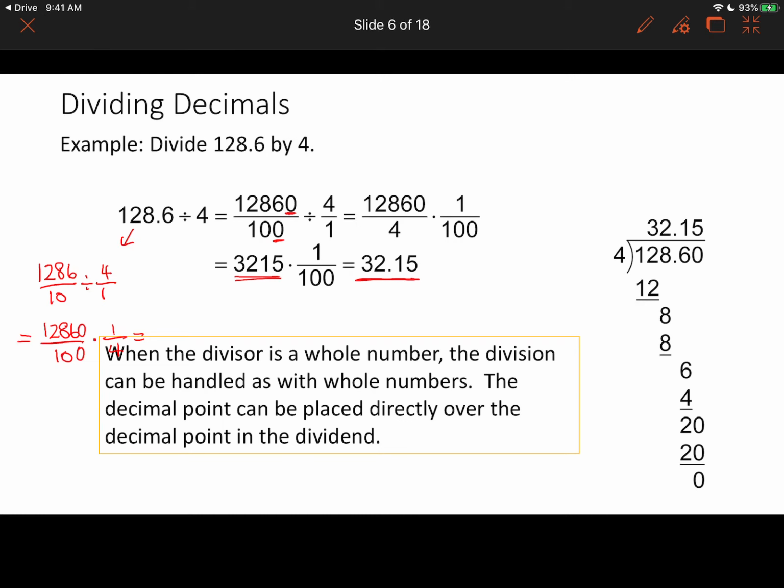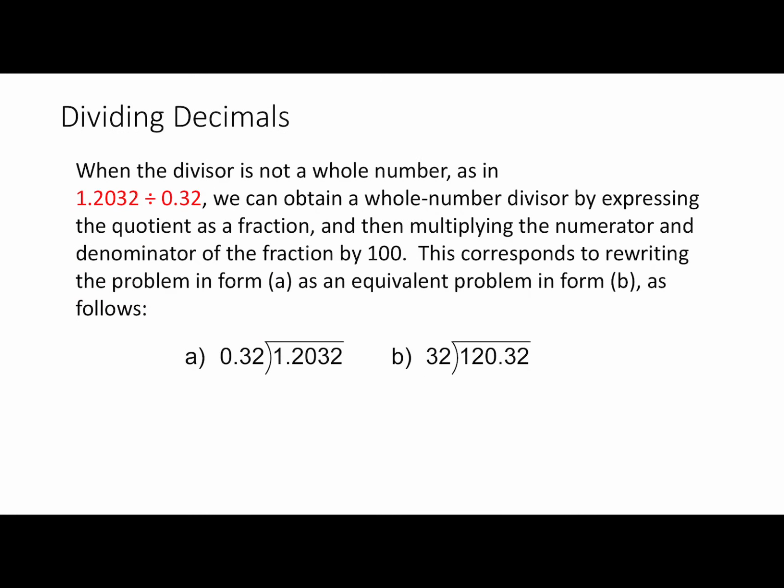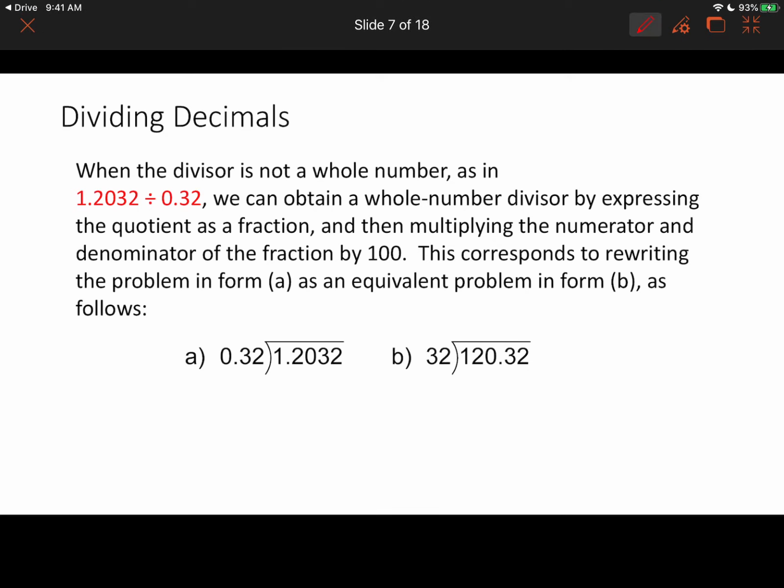All right, now let's look at another division problem. What if my divisor isn't a whole number? So here I have 1.2032 divided by 0.32. So the trick here is that I want to rewrite this as 1.2032 divided by 0.32. And if I multiply top and bottom by 100, that turns my numerator, or my divisor, into a whole number, and on top I have 120.32. And now I can treat this like a problem like the previous problem.